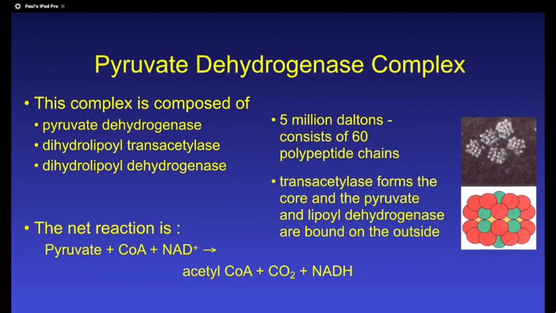The pyruvate dehydrogenase complex is actually a whole bunch of enzymes, three to be exact, three different kinds: pyruvate dehydrogenase, dihydrolipoyl transacetylase, and dihydrolipoyl dehydrogenase. Oh my goodness gracious, if you could say that one time slow, I'll be proud of you. It consists of 60 proteins working together. The size of it is 5 million Daltons.